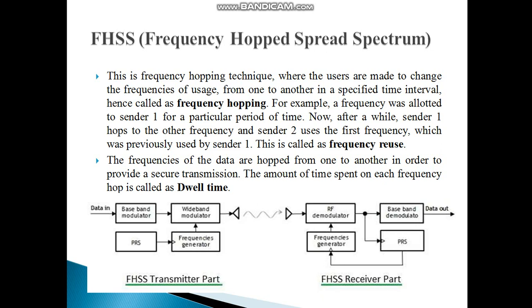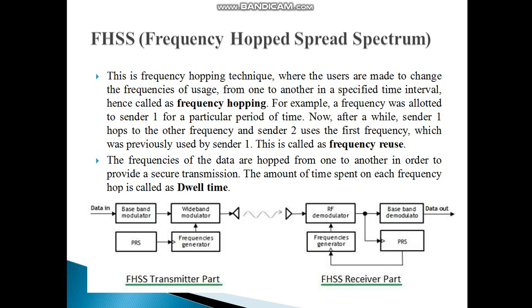For example, a frequency is allotted to sender 1 for a particular period of time. After a while, sender 1 hops to another frequency and sender 2 uses the first frequency which was previously used by sender 1. This is called frequency reuse. The frequency of data is hopped from one to another in order to provide secure transmission. The amount of time spent on each frequency hop is called dwell time.